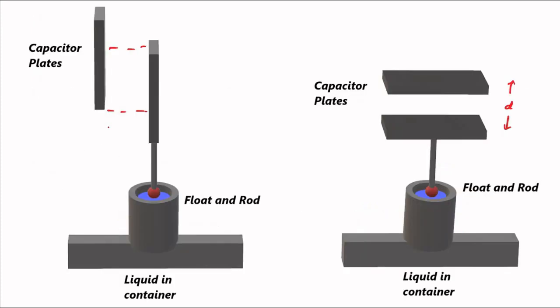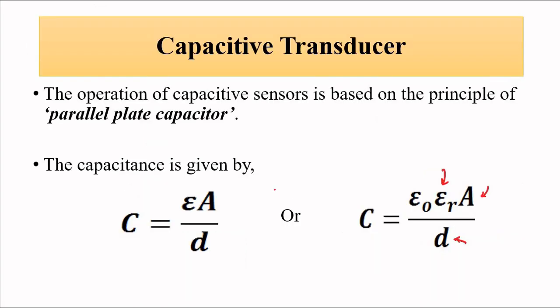In this case, we have a float and rod arrangement which lies on the surface of the liquid. As the level of the liquid changes, one of the plates of the capacitor, which is connected to the float and rod, is movable and moves up and down. The other one is fixed. The area of overlap changes, so the capacitance can either increase or decrease. Here capacitance is directly proportional to the overlapping area. So as area of overlap increases, capacitance increases, and as it decreases, capacitance decreases.